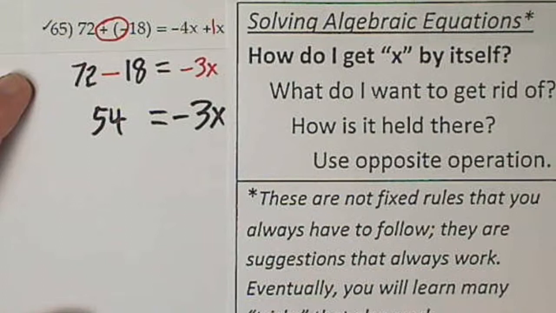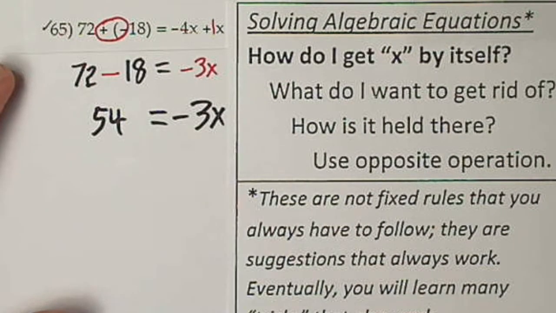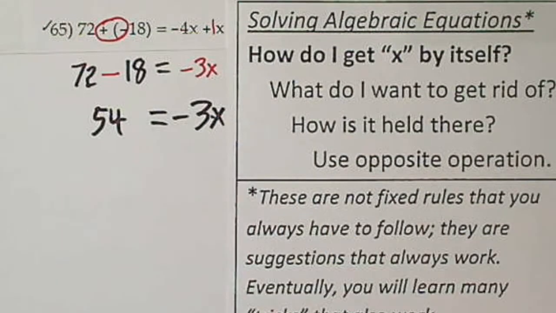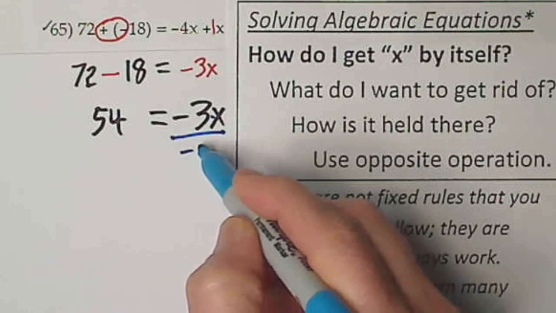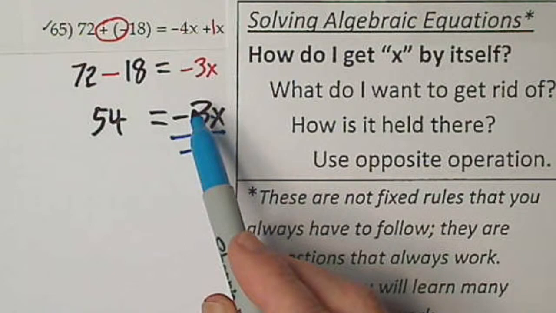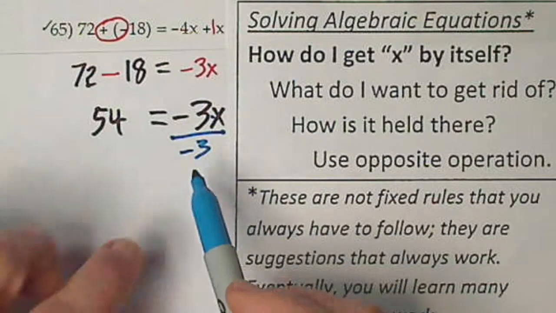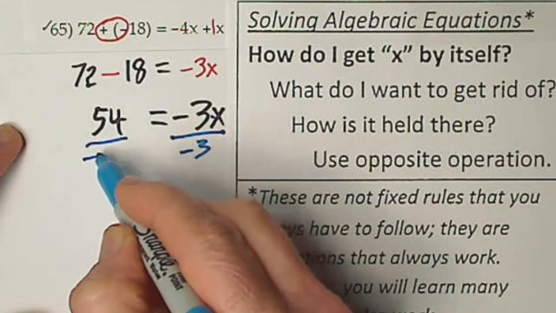Alright, I still want to get x by itself. So all I really need to do is get rid of this negative 3, and I will have x by itself. Okay? That negative 3 is held there by multiplication. How is it held there? It's held there by multiplication. I'll use the opposite operation, division. And by math shorthand, if I put a bar there with something underneath, this means divide. Okay? So in order to keep it balanced, if I put a negative 3 on one side, I have to put a negative 3 on the other.